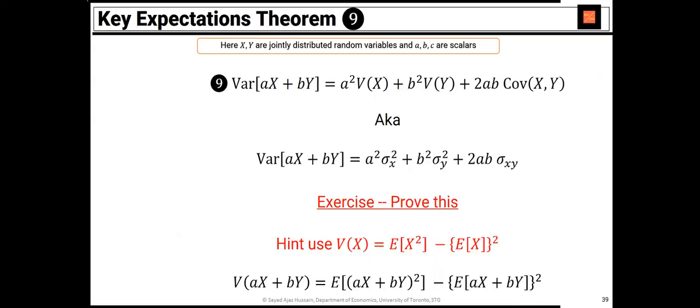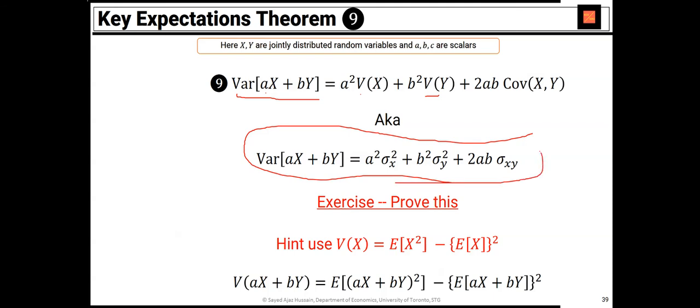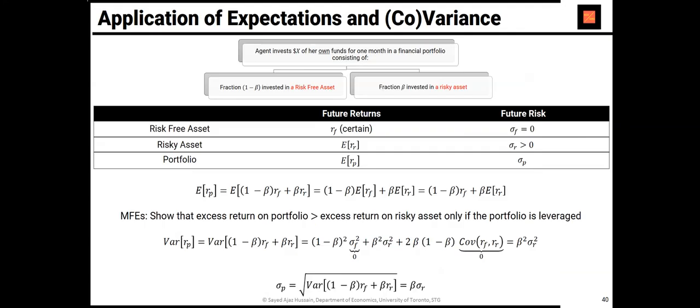Boring. All right, a few more results before we do a few things. I showed you the expectation of a sum. What about the variance of a sum? It becomes a squared times the variance of x plus b squared times the variance of y plus 2ab times the covariance of x and y, which I've written down like this. You can prove this by using the following hints. I'll leave this as an exercise. It's not that hard to prove.